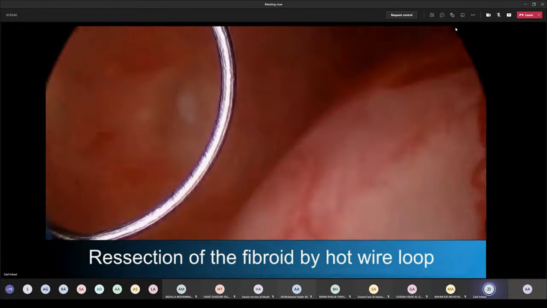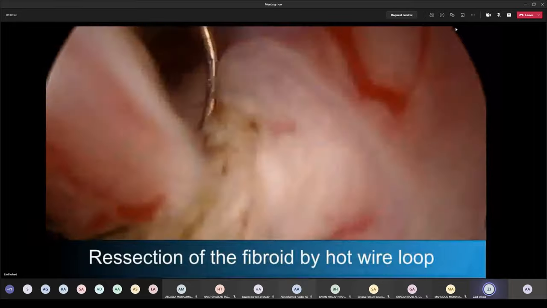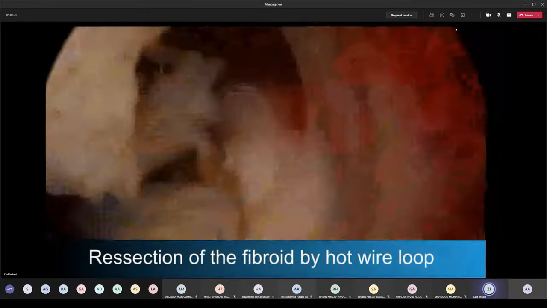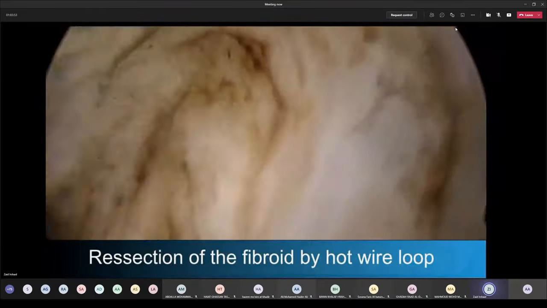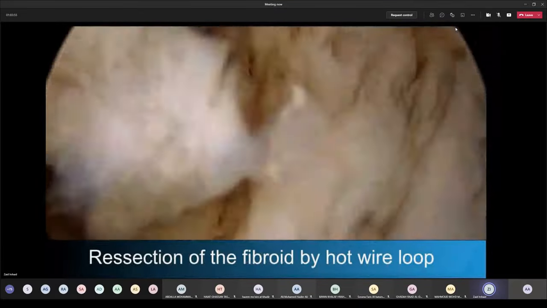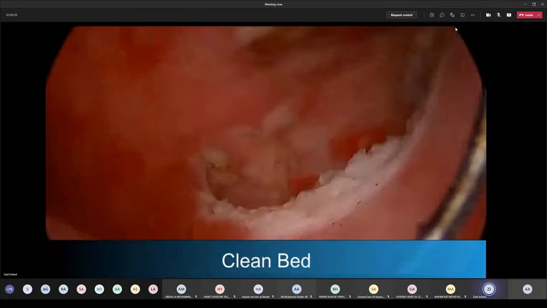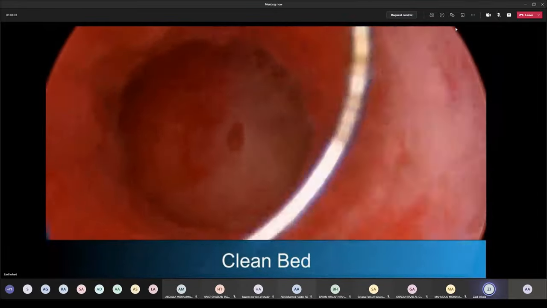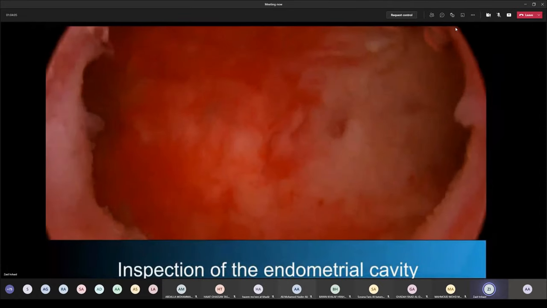Here, you'll see that there is a lesion in the posterior wall. This is a pedunculated subserosal fibroid. We usually use hot electrified loops to vaporize the tissue, or to coagulate the tissue rather than vaporize it. And we resect it piece by piece until we reach a normal cavity. And that's how the cavity is after removal of that lesion.